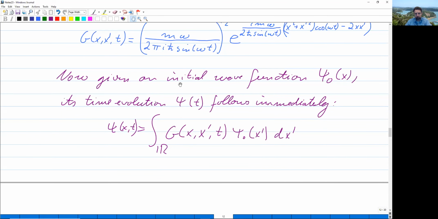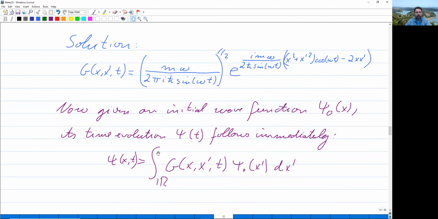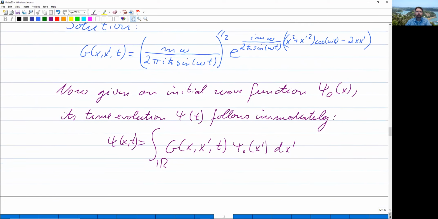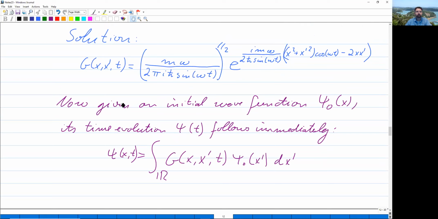Now, in this case, what I just told you here is that we can use this solution, this Green's function, to calculate how, in the Schrodinger picture, an initial wave function evolves in time, namely like this. But of course, that's not all. We are not working in the Schrodinger picture here.